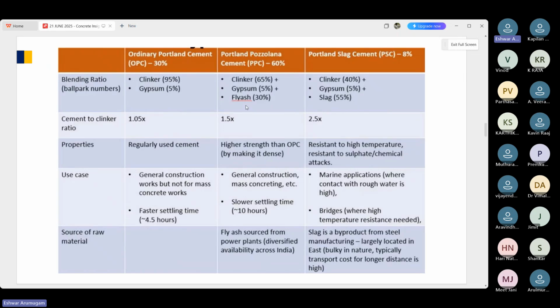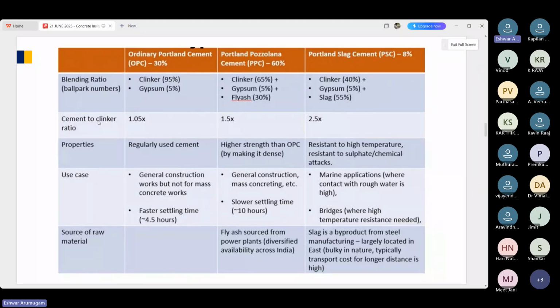Okay, so these are the different types of cement. There's ordinary Portland cement, which is a legacy cement type. This was the first cement invented. Then there is Portland pozzolana cement, and the Portland slag cement. The production share in India of ordinary OPC is 30%, while PPC is 60% and PSC is 8%. OPC is 95% clinker and 5% gypsum, while PPC is 65% clinker, 5% gypsum, and 30% fly ash, while PSC is 40% clinker, 5% gypsum, and 55% slag.